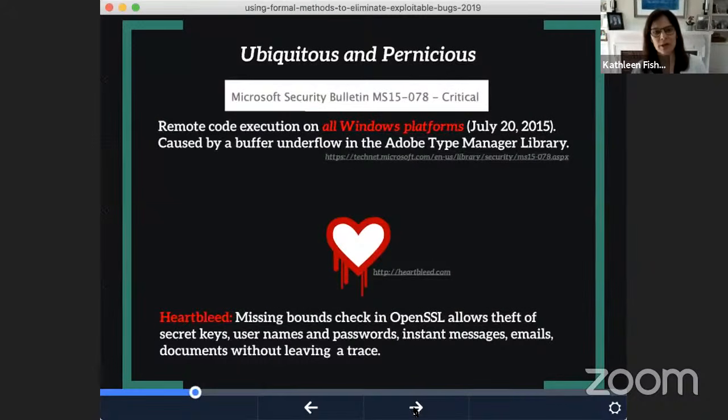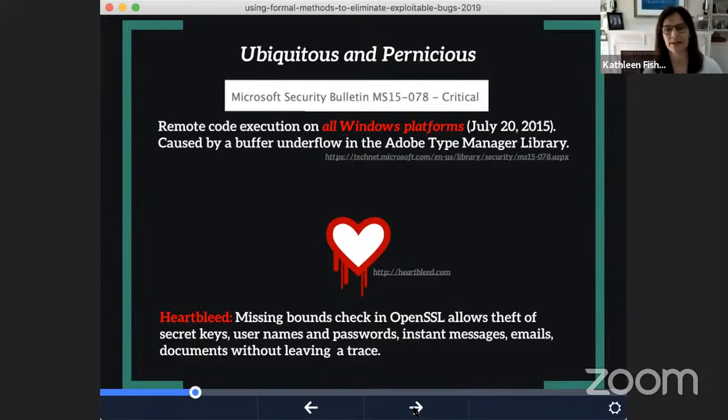And what can you do with a vulnerability? So the two main things are you can exfiltrate information or you can take over control. So examples of this: in 2015, Microsoft published a vulnerability that allowed remote code execution on every single Windows platform available at the time. It was caused by a bug, a buffer underflow, in the Adobe Type Manager library.